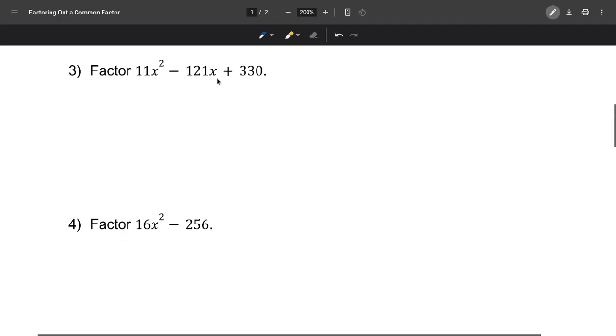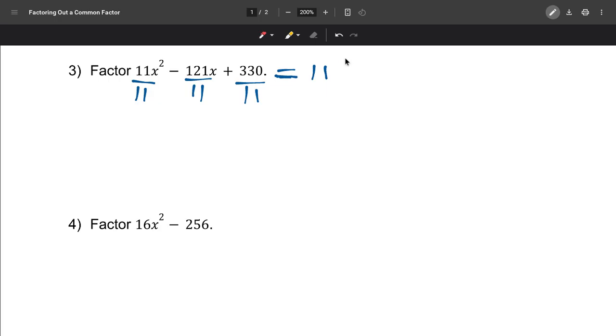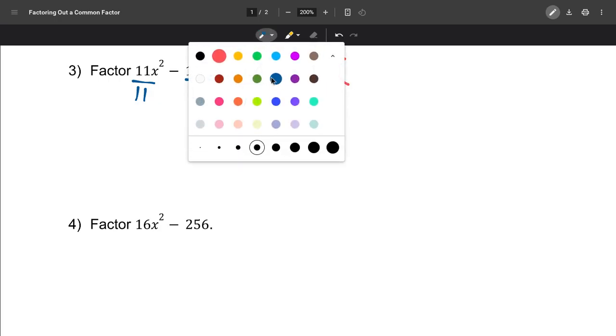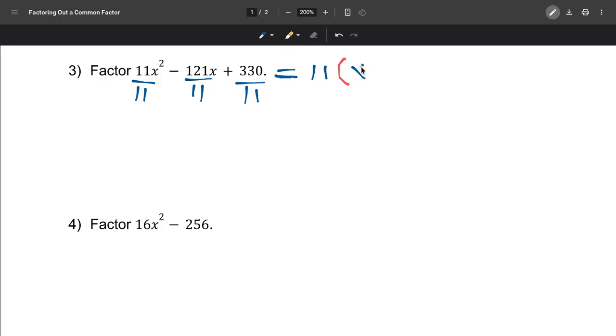So in problem 3, we're going to factor 11x squared minus 121x plus 330. Each of these numbers is divisible by 11. So I'm going to factor out an 11 here. So this is going to equal 11 times, well, what are we left with? We're going to be left with x squared minus 11x, oh, that 1 got away from me there, minus 11x plus 30.